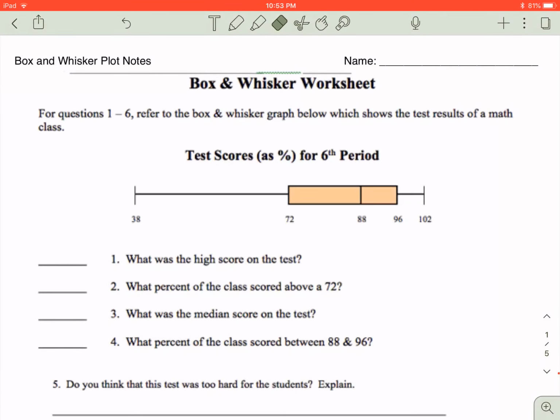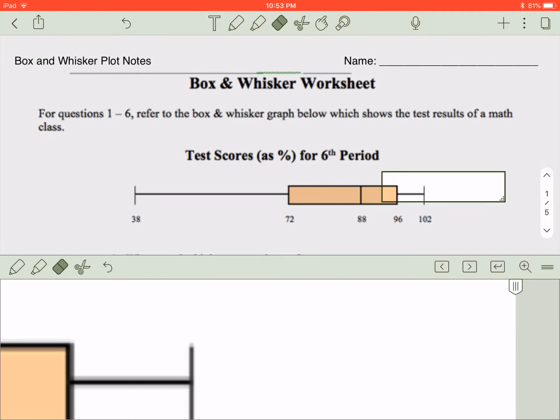We're going to start off by answering some questions given a graph. The graph says that for questions 1 through 6, and we're just going to answer the first 4 today though, refer to the box and whisker graph below, which shows the test results of a math class. And it shows the test scores as a percentage for 6th period. And our very first question says, what was the highest score on the test?